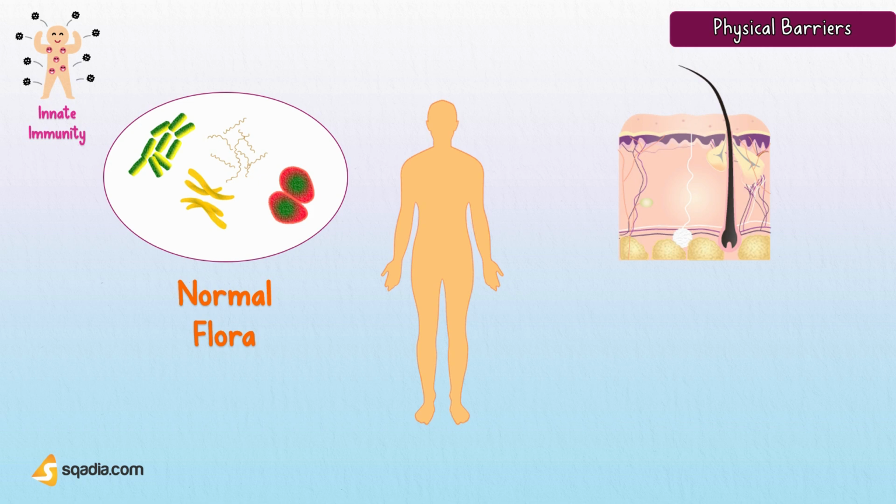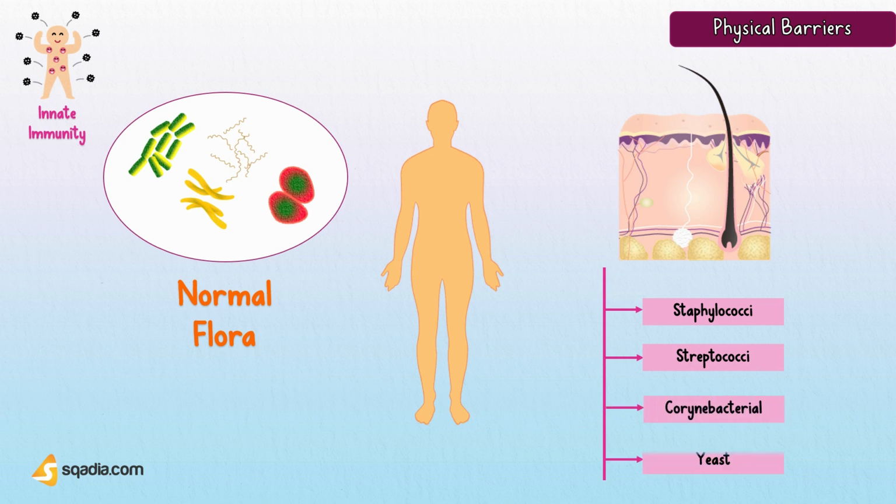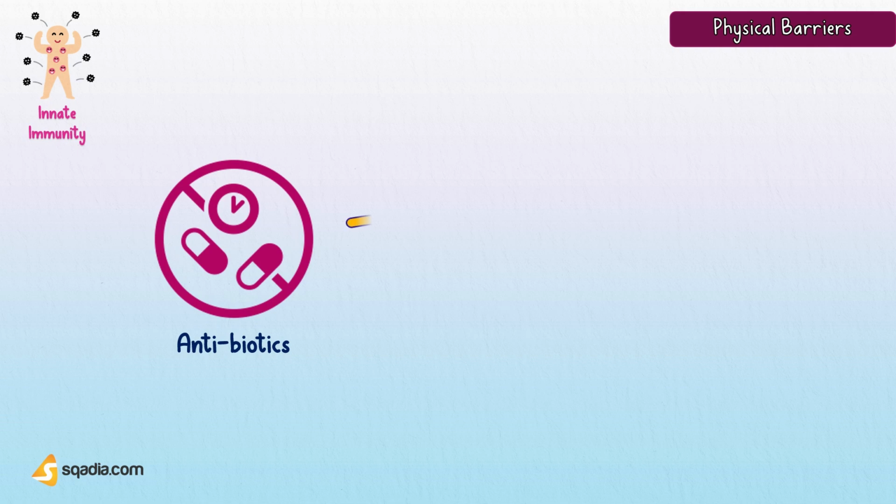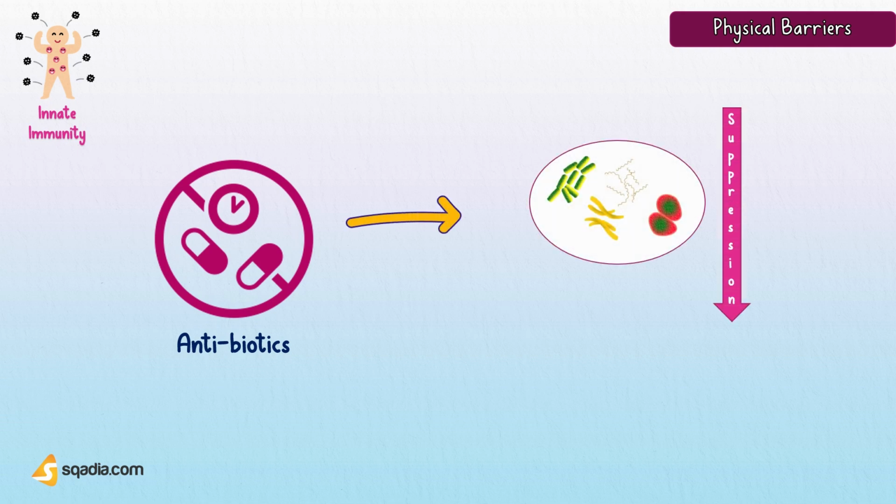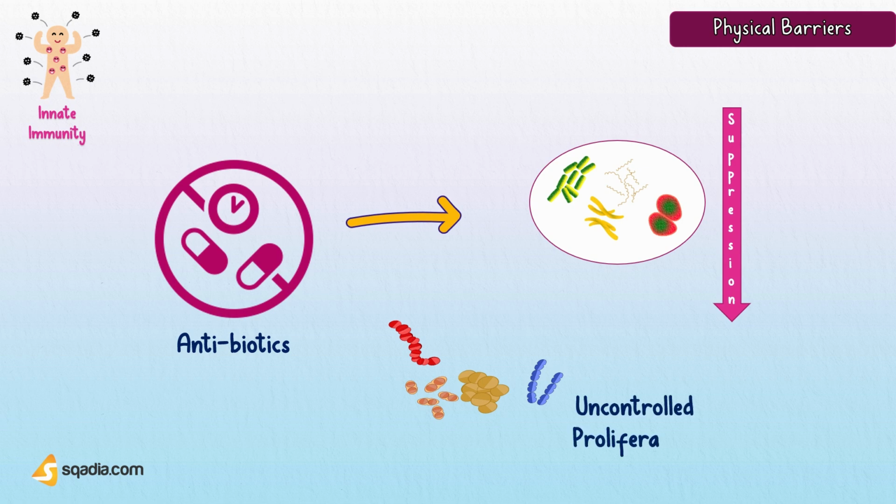The skin flora has staphylococci, streptococci, corynebacterial bacteria, and yeasts. Antibiotics suppress normal flora, which allows colonization and infection by naturally resistant organisms, such as Candida albicans. Antibiotics may upset the balance between organisms of the normal flora, allowing one to proliferate disproportionately.